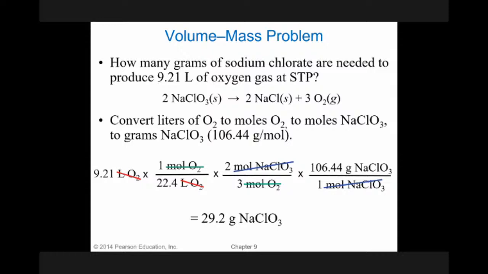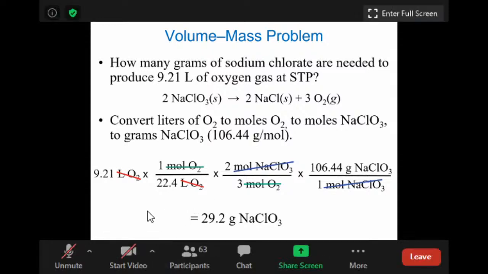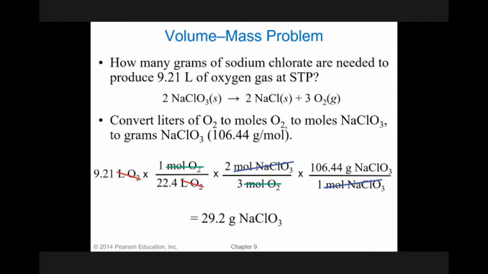All right. So now we start with a given 9.21 liters of oxygen. So this factor here is the STP factor, the first factor. That gets us out of liters. One mole O2 per 22.4 liters O2. Now we are in moles, and next is the mole ratio.